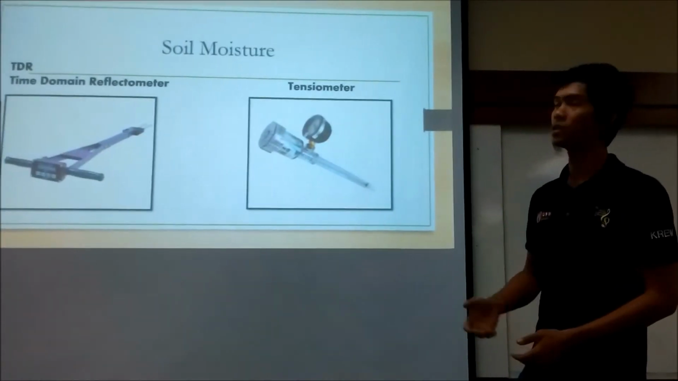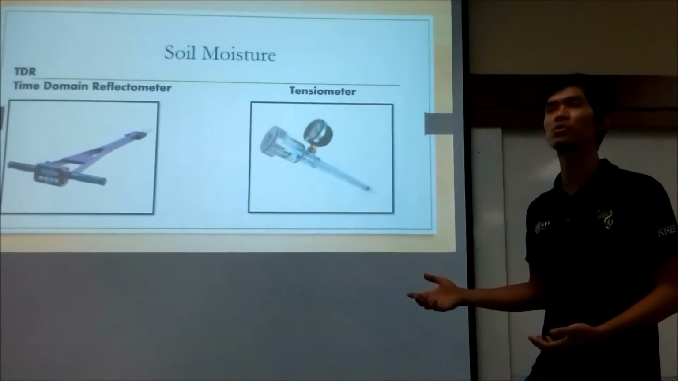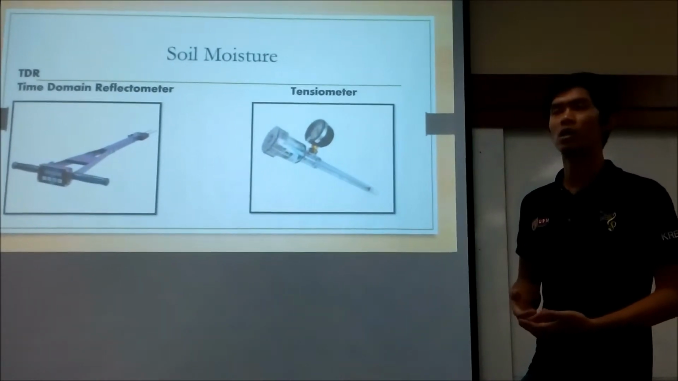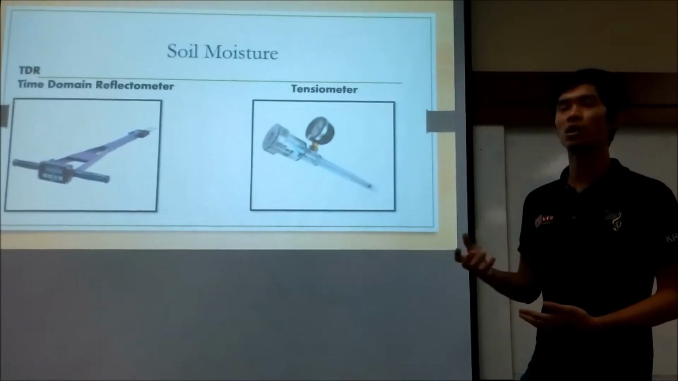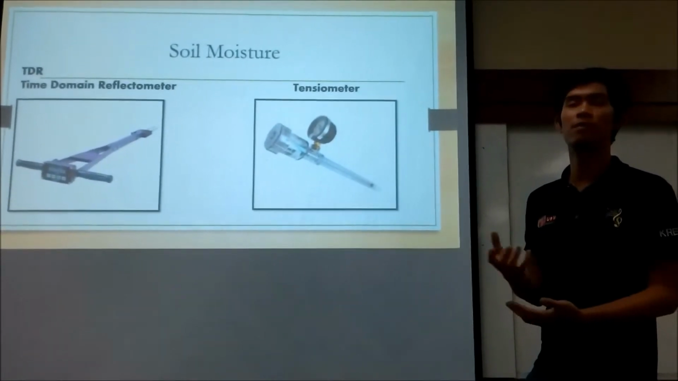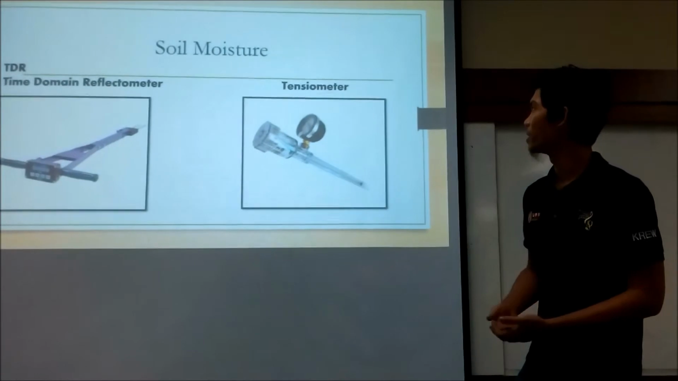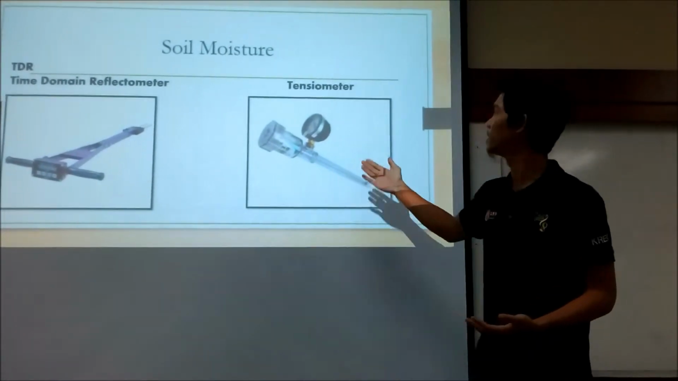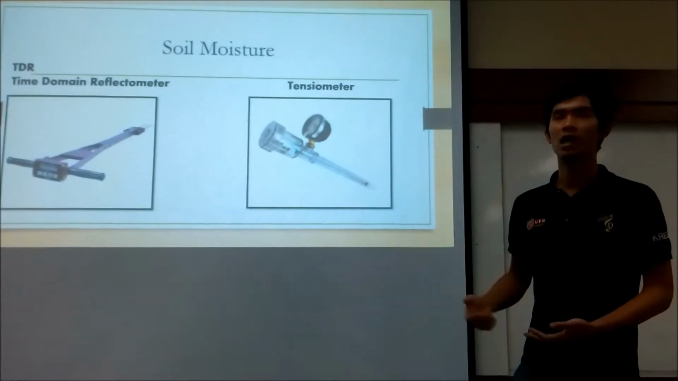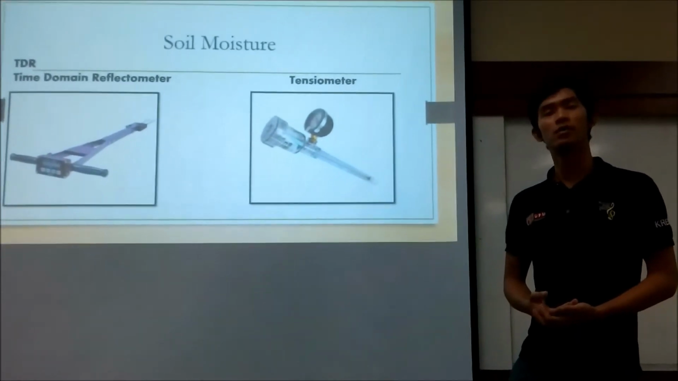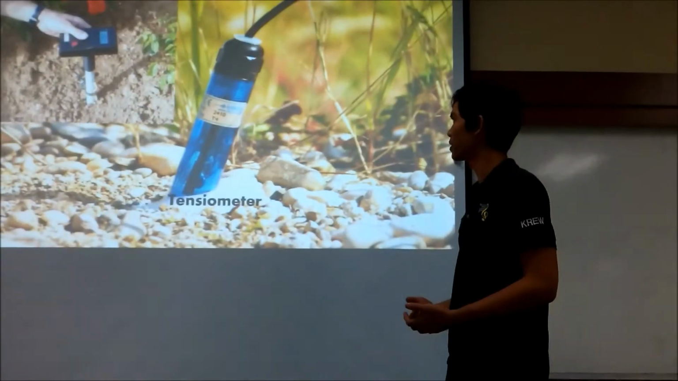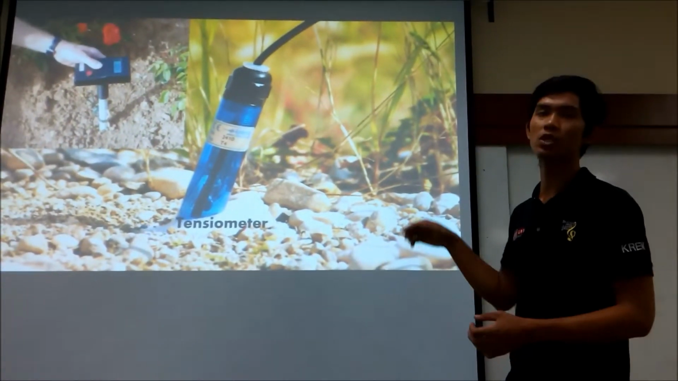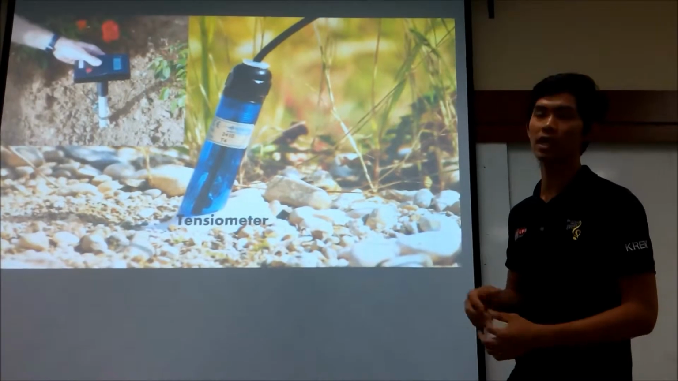Next, this is some of the instruments to measure soil moisture so that we can know when the soil does not have enough water for the plants. Firstly, there is the time domain reflectometer and the tensiometer. Both of these measure the soil moisture. This is the method to use a tensiometer. We put it in the soil and we get the reading.